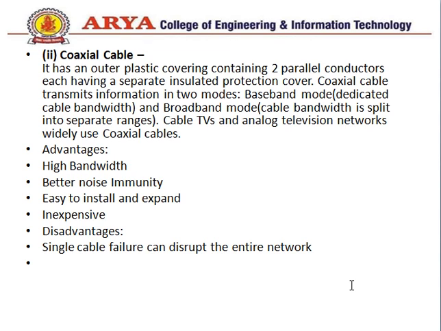Next is coaxial cable. It has an outer plastic covering containing two parallel conductors, each having a separate insulated protective cover. Coaxial cable transmits information in two modes: baseband mode, dedicated cable bandwidth, or broadband mode, where cable bandwidth is split into separate ranges. Cable TVs and analog television networks widely use coaxial cables.